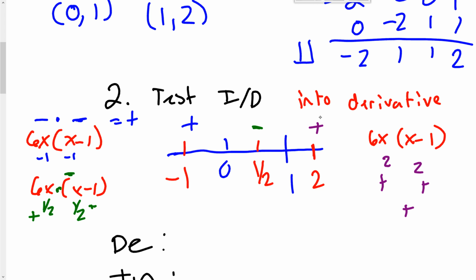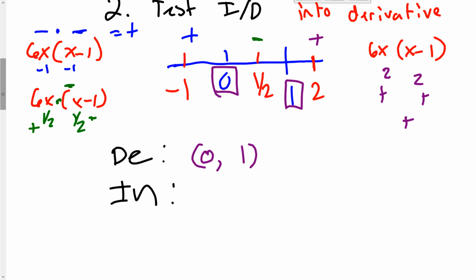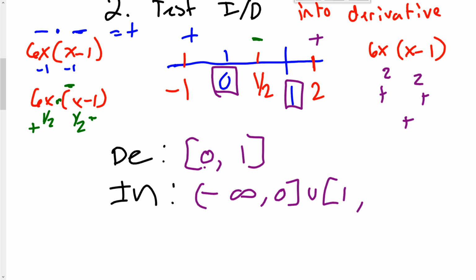So we know that we are decreasing where it's negative, so that means between 0 and 1, between these maxes or mins, we are decreasing. And then we're increasing from negative infinity up to 0. And you could do brackets on these if you wanted to, because it takes up the domain. And the domain of almost all polynomials is negative infinity to infinity. And then after 1, it also increases.